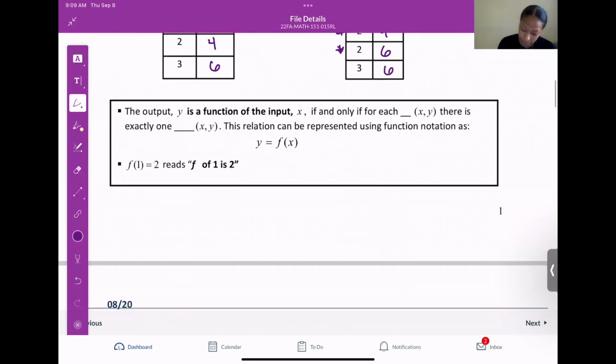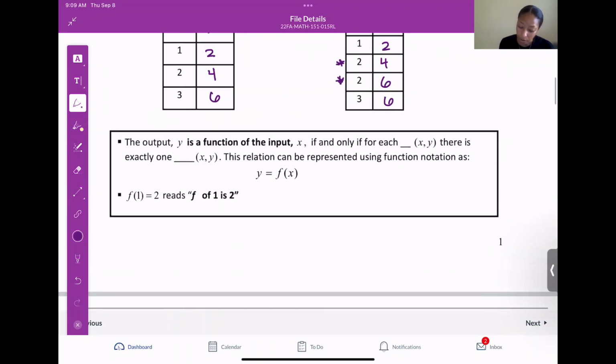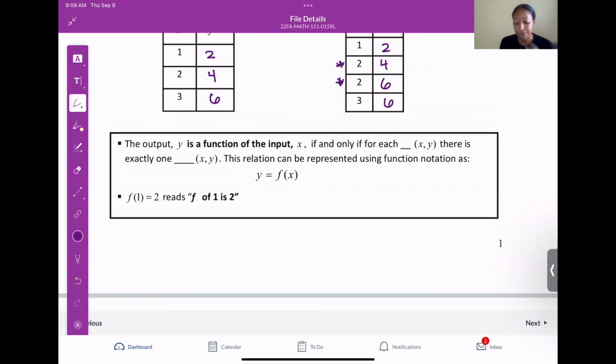All right, on to our next thing. The output, Y, is a function of the input X if and only if for each X, there is exactly one Y. So this is just restating the definition of the function. Each input goes to exactly one output.